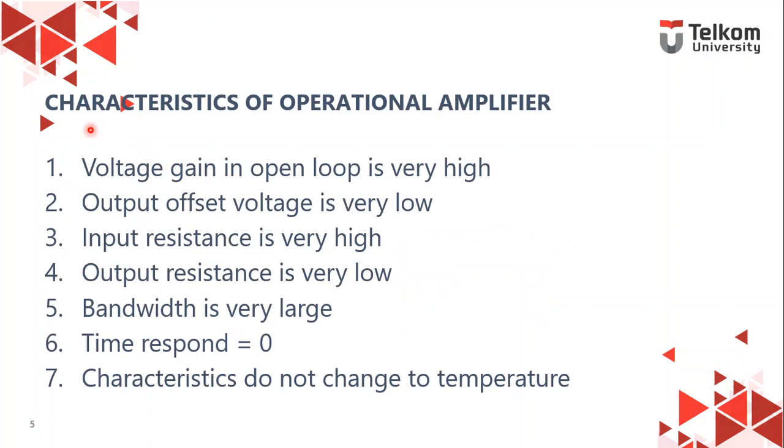Here are some of the characteristics of operational amplifier. The number one is voltage gain in open loop is very high. Number two, output offset voltage is very low. Number three, input resistance is very high. Number four, output resistance is very low. Number five, bandwidth is very large. Number six, time response equals to 0. Number 7, characteristics do not change to temperature.